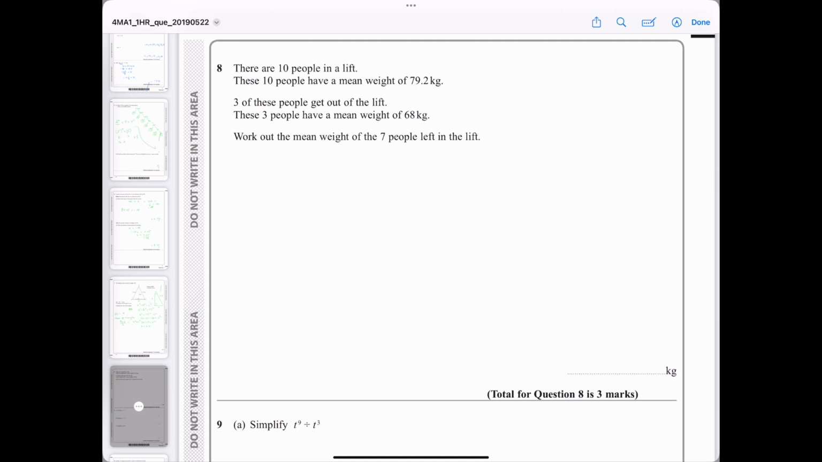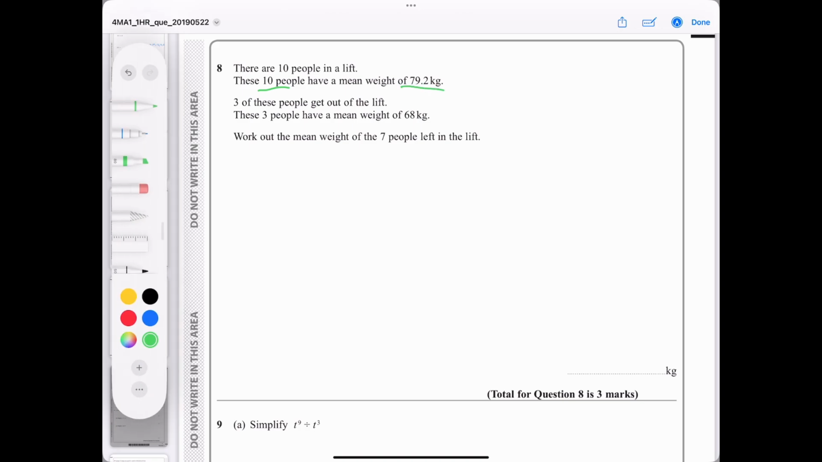There are 10 people in a lift. These 10 people have a mean weight of 79.2 kilograms. 3 of these people get out of the lift, and these people have a mean weight of 68 kilograms. Work out the mean weight of the 7 people left in the lift. So the 7 people left in the lift actually weigh more than the 3 people generally. We just need to find out what the total weight in that lift originally was: 10 times 79.2, and that's 792 kilograms. And the 3 people that got out of the lift, their total was 3 times 68, which equals 204 kilograms. And then 792 minus 204 equals 588.